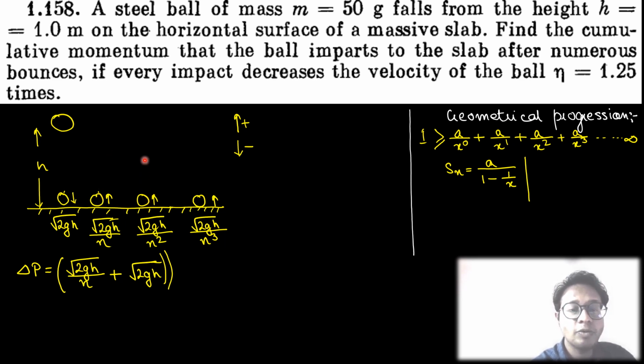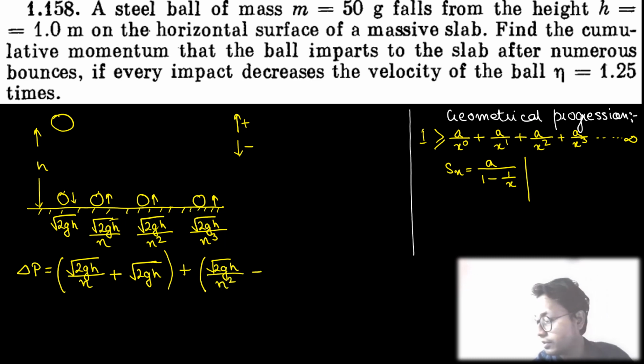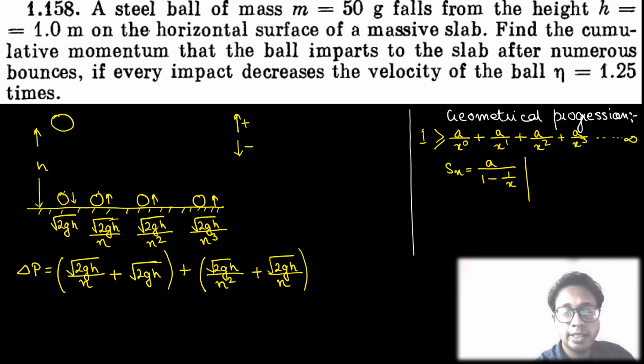Similarly, for the second bounce, the ball will go up with this velocity, come down with the same velocity, and again go up with this velocity. So for the second bounce, what is the change in momentum? Change in momentum is nothing but final momentum, under root of 2gh by n square, plus under root of 2gh by n. Similarly, after the third bounce, it would be under root of 2gh by n cube plus under root of 2gh by n square.